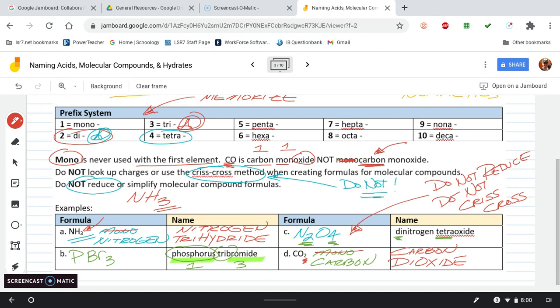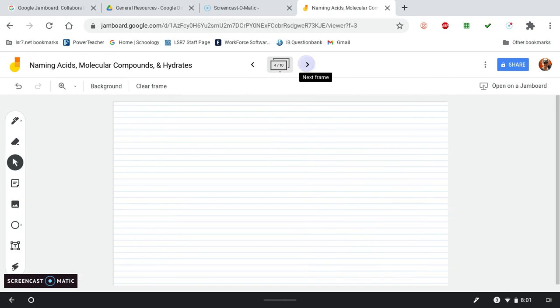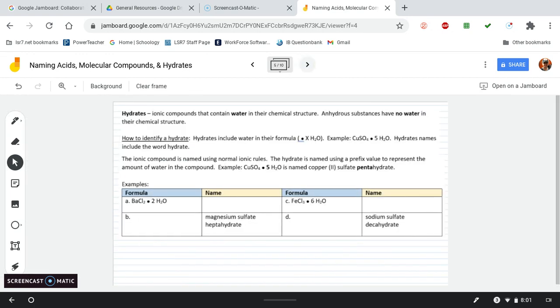So the key thing is can you recognize when to use these? And so basically you're looking for a metal. If you have a metal, you can't use these, right? You got sodium, potassium, iron, whatever. But if you have things that are not metals, you use these rules. If you have these weird prefixes, you use these rules. So, okay, I'm going to pick up the next set of notes, which is going to be the hydrates.